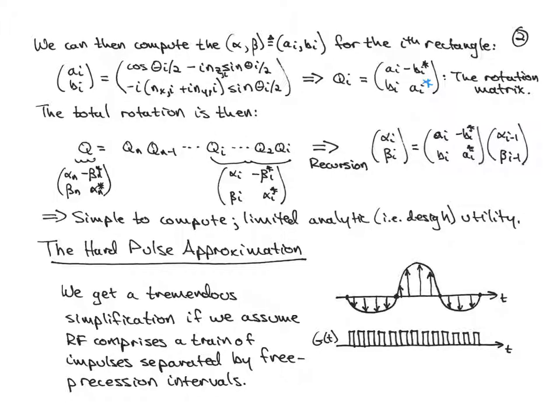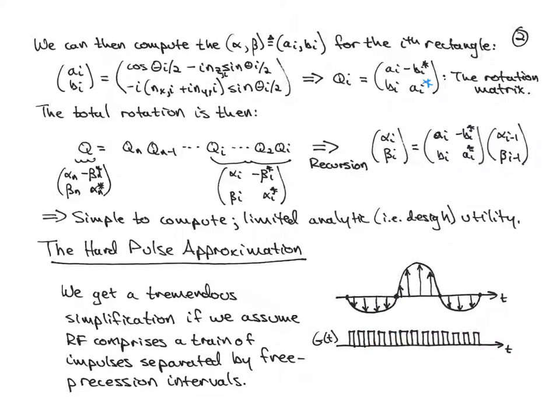Okay, so in order to actually enable the Shinnar-Le Roux transform, we need to introduce the hard pulse approximation. So we get a tremendous simplification of these expressions if we assume that the RF pulse comprises a train of impulses, right? So instead of rectangular functions now we have impulses, which are separated by free precession intervals. Okay? So we knock a little bit of magnetization, and then we wait for phase to accrue during the gradients. Then we assume that no phase accrues due to the gradients during the next RF rotation, and then we wait for phase, knock some RF down, wait for phase, knock RF down, wait for phase.